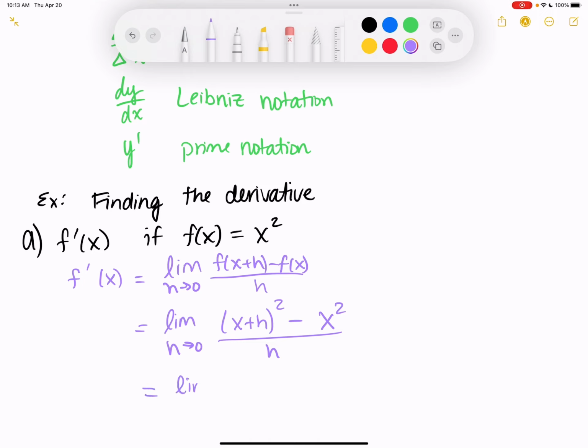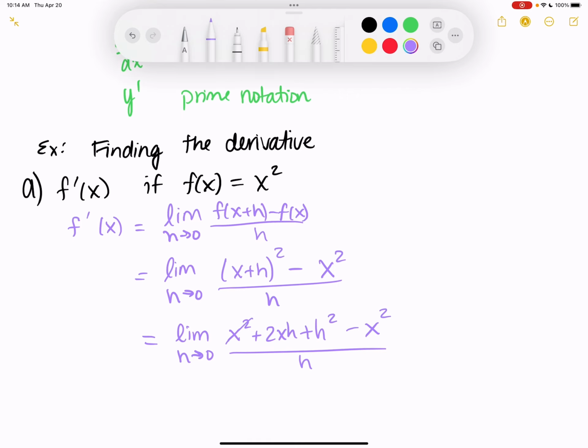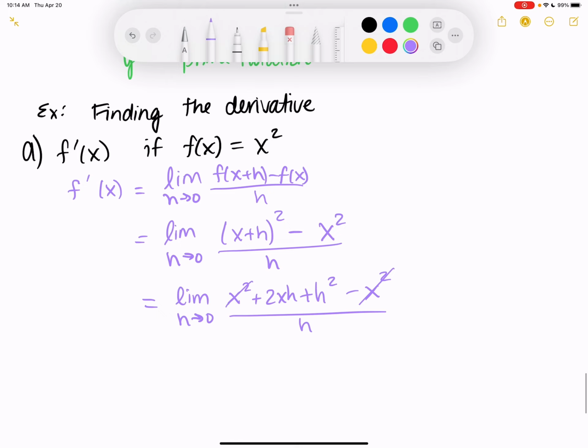So the limit as h approaches 0 of x plus h squared is a perfect square trinomial, so that factors into x squared plus 2xh plus h squared minus x squared over h. So my x squareds cancel. And then I can take an h out of the top. So I would have the limit as h approaches 0 of h times 2x plus 1 over h.